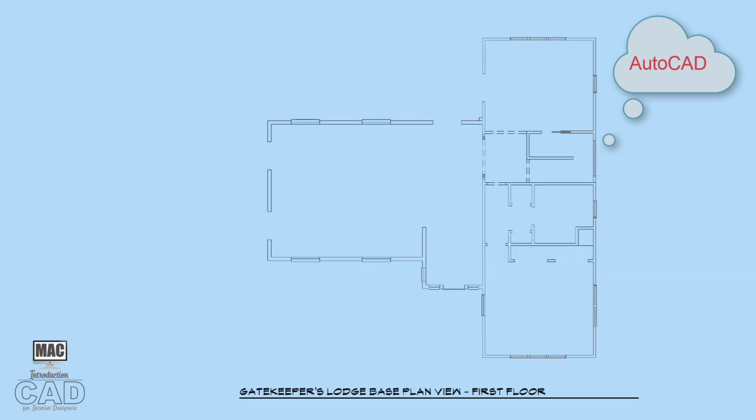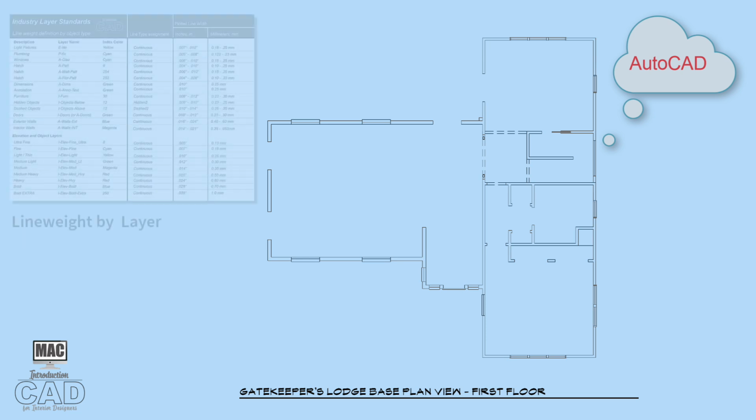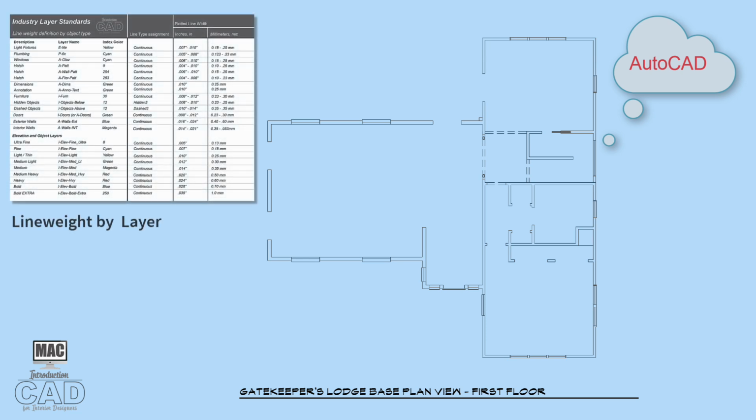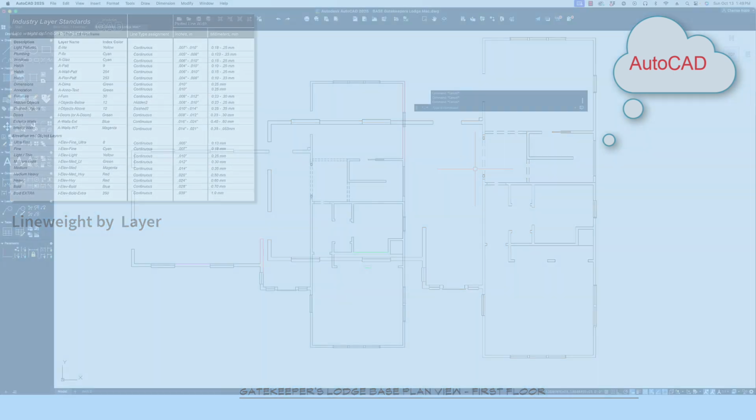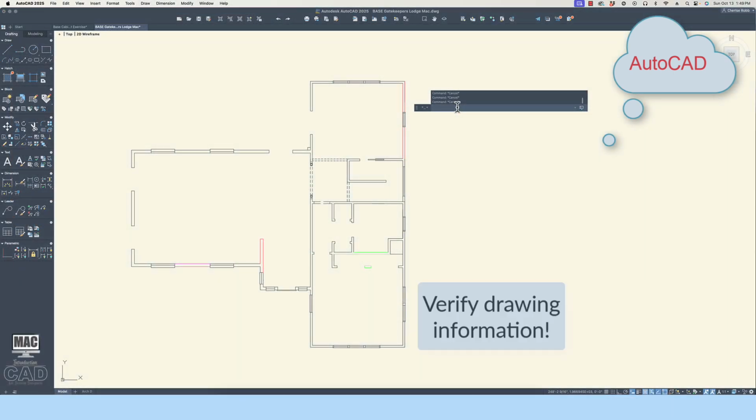To start the assignment, download the .dwg AutoCAD file entitled Gatekeeper's Lodge Base Plan View, First Floor. You will also need to download the document entitled Line Weight by Layer. Let's get started with the assignment in AutoCAD.